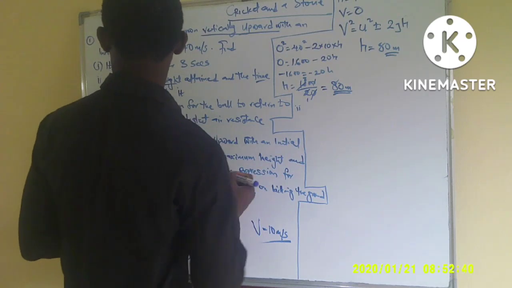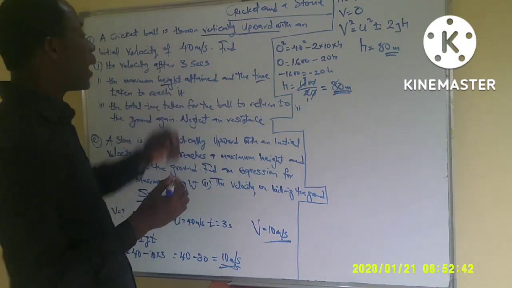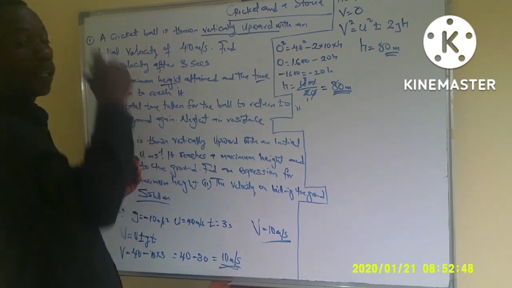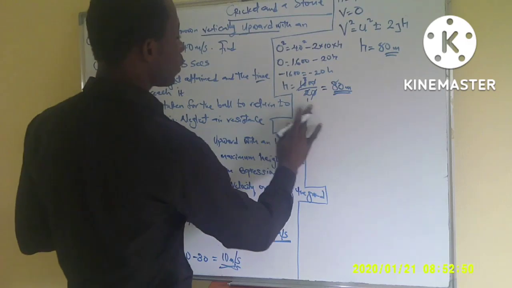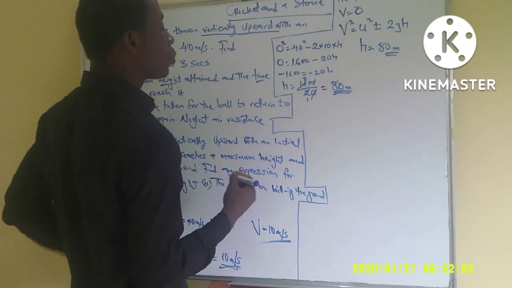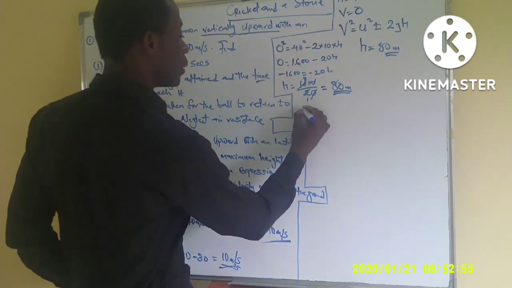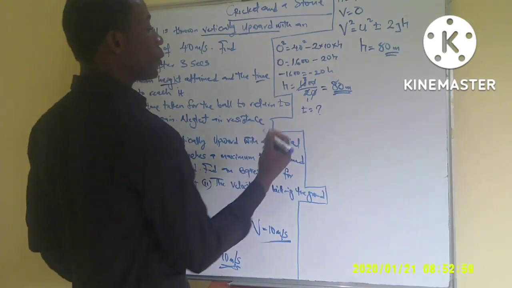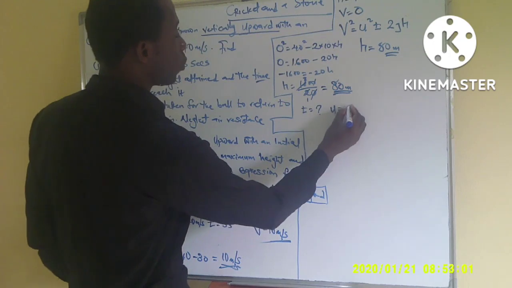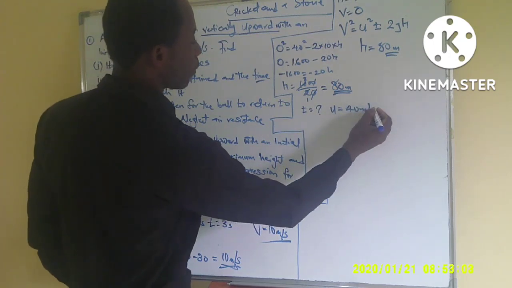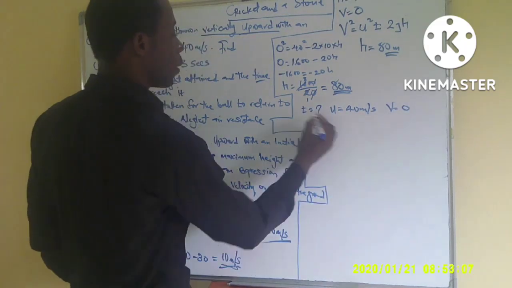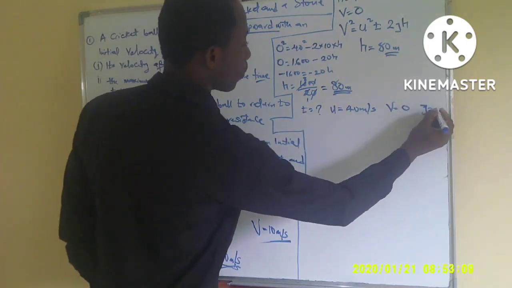The second question says, and the time taken to reach it. So we've gotten the height, and now the time taken to get to that height. Now we see where our t is involved. We are looking for the t. Now we have the initial velocity, which is always 40 meters per second. At maximum height, the v is still 0. Then our g is also minus 10.